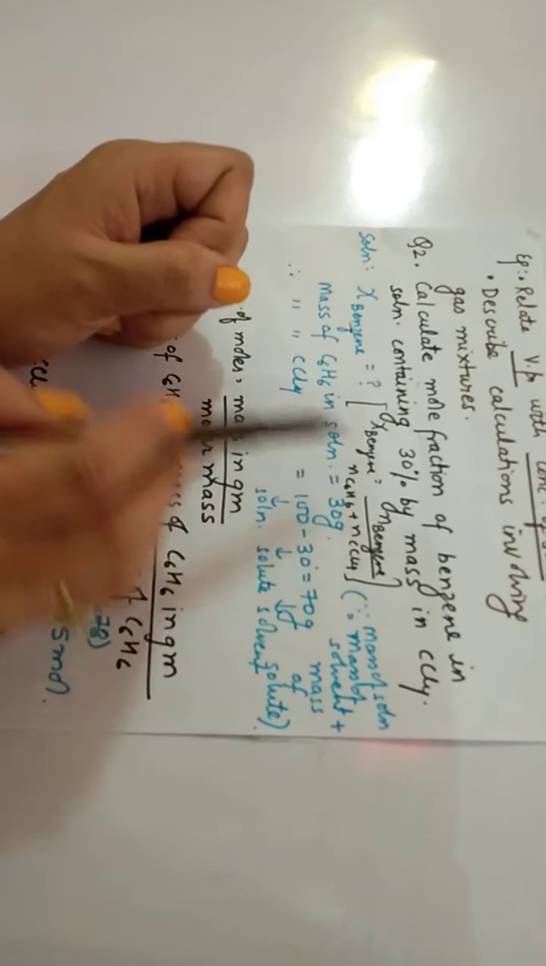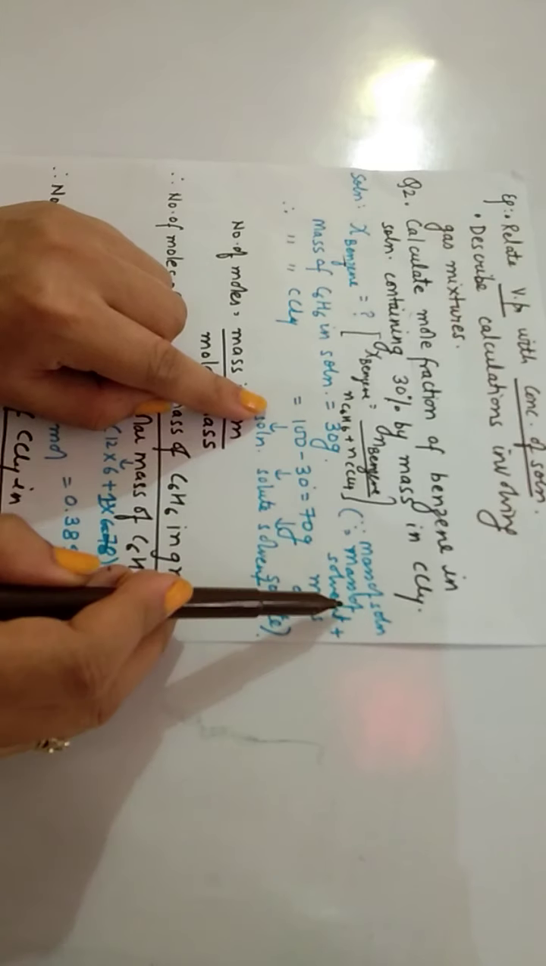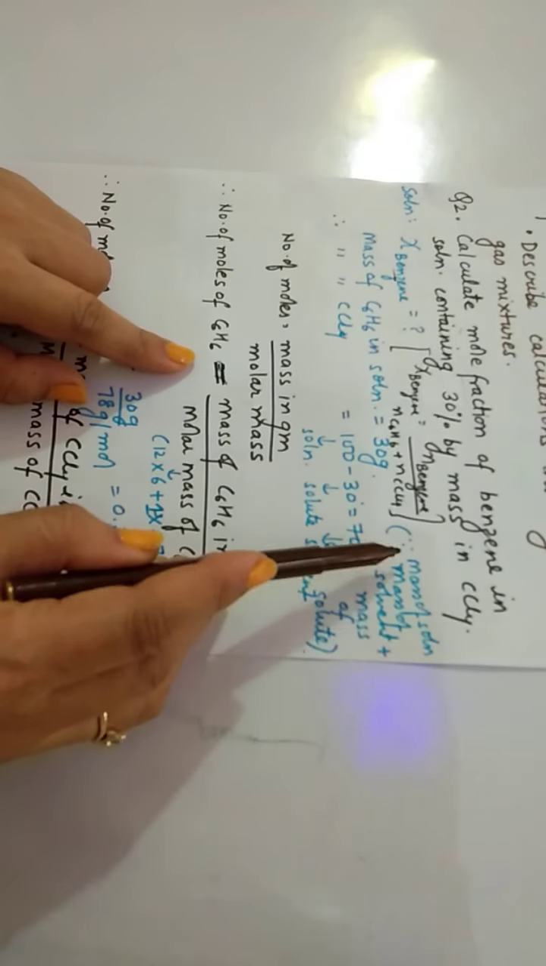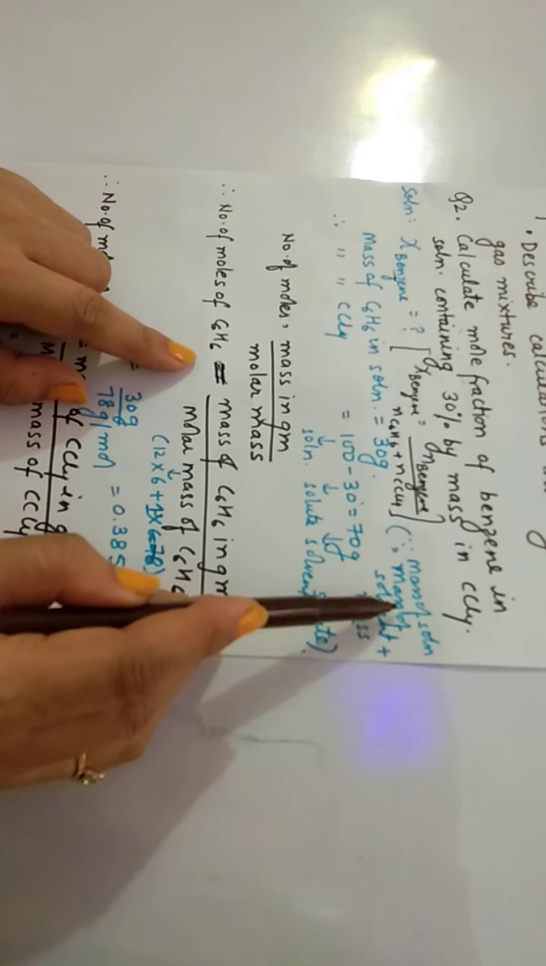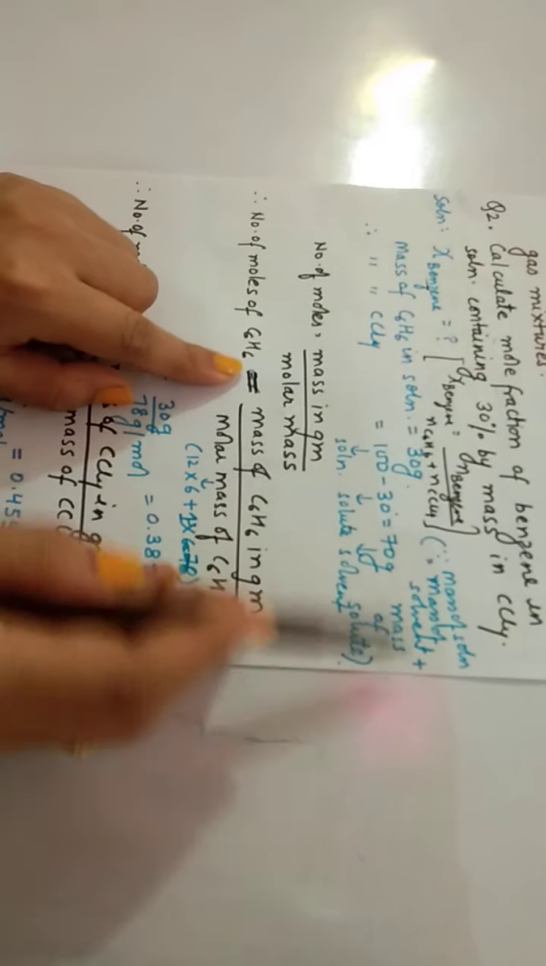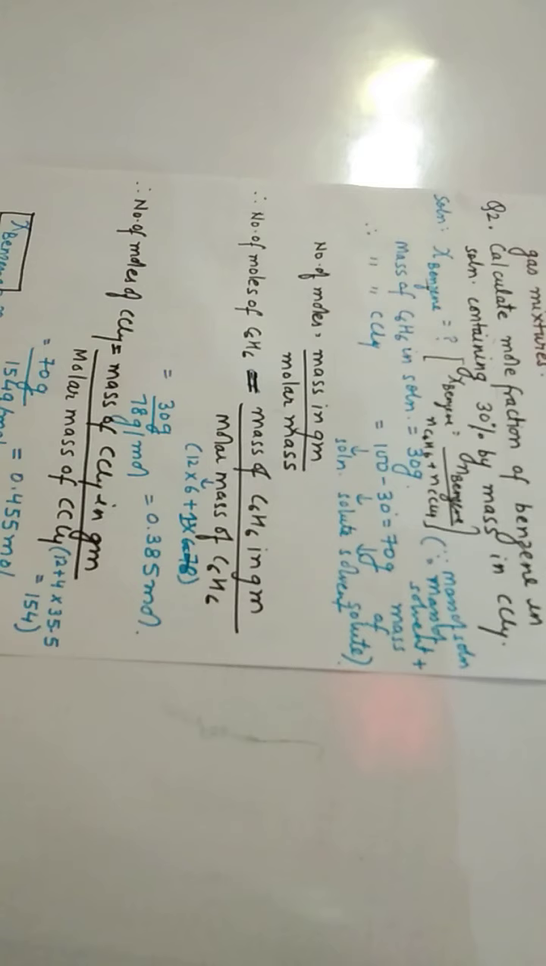So the whole solution will have mass 100, as we have done earlier also. You know that mass of a solution is equal to mass of solvent plus mass of solute. So if mass of solution is 100, which is equal to mass of solute 30 plus mass of solvent x, we do not know, so it will be 100 minus 30, 70 gram. So mass of CCl4 will be 70 gram.